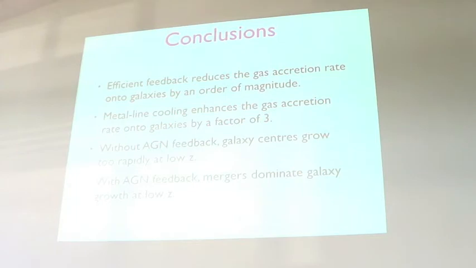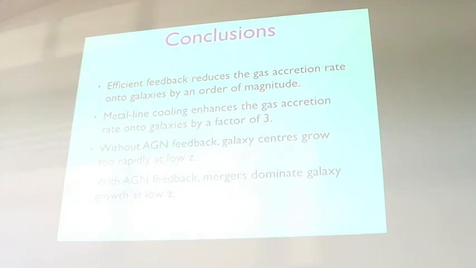So I'd like to finish with my conclusions. Efficient feedback reduces the gas accretion rate onto halos by a factor of 2 or 3, but it has a much larger effect, up to an order of magnitude, if we look at gas accretion onto galaxies. Metal line cooling is also important, because it increases the gas accretion rate by up to a factor of 3. The most efficient galaxies live in halos of about 10 to the 12 solar masses.